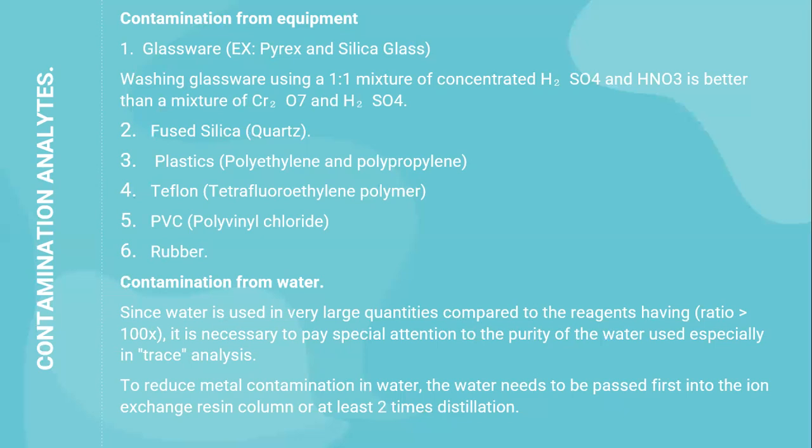Contamination from water. Water is used in very large quantities compared to the reagent, having a ratio of 100%. It is necessary to pay special attention to the purity of the water used, especially in trace analysis. To reduce metal contamination in water, the water needs to be passed first into the ion exchange reagent column or at least 2 times distillation.